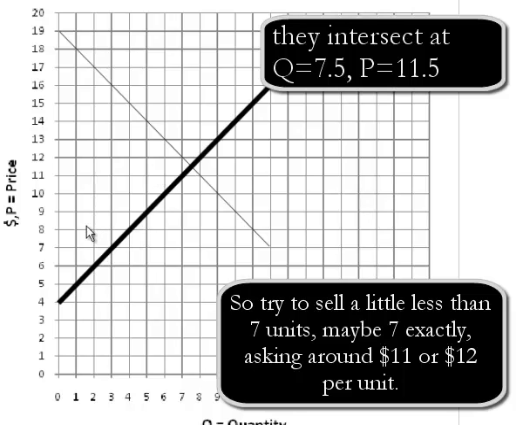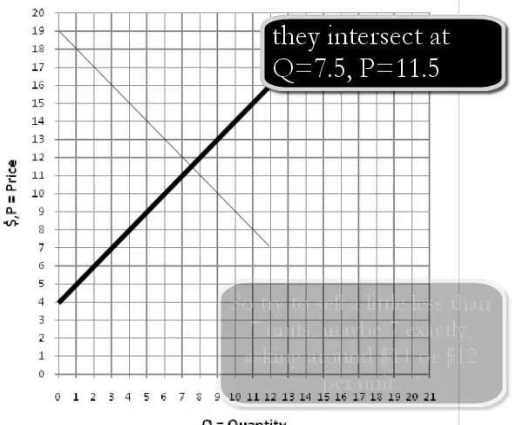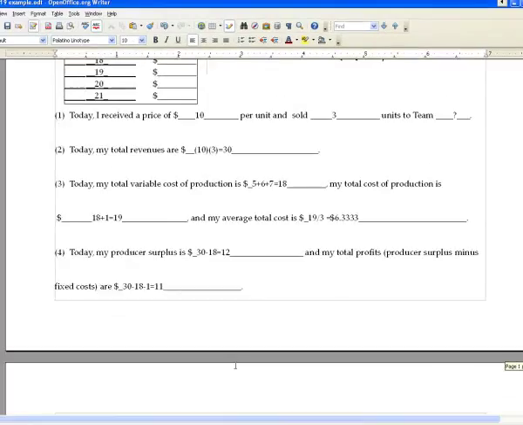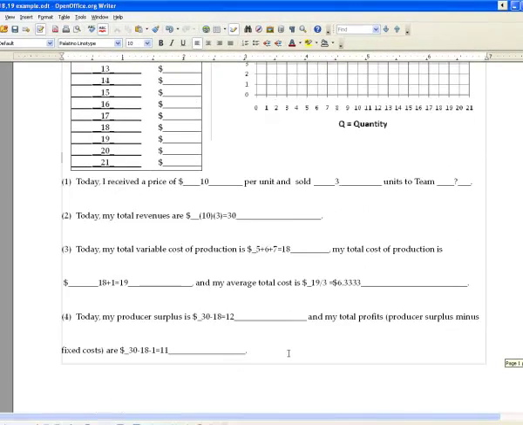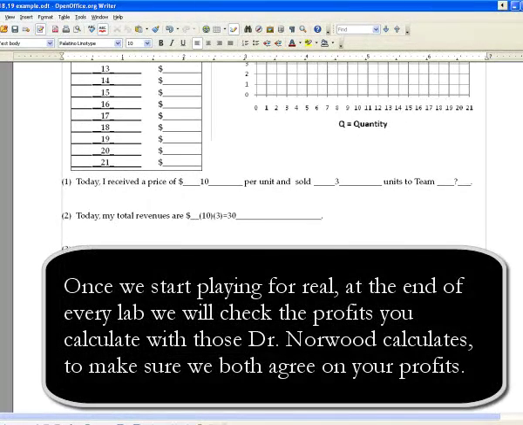But next week when we play in lab, that's probably the rule of thumb I'm going to encourage you to use. But that's how you fill out the seller worksheets, and at the end of every lab I'm going to calculate what I have as your seller profits on the computer, and we're going to make sure you have the same thing, to make sure you understand how to fill out the sheets correctly, and so that you know that we're grading you by the correct profits.